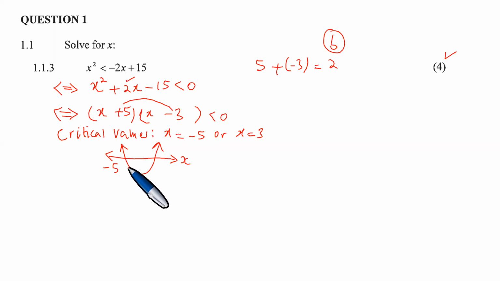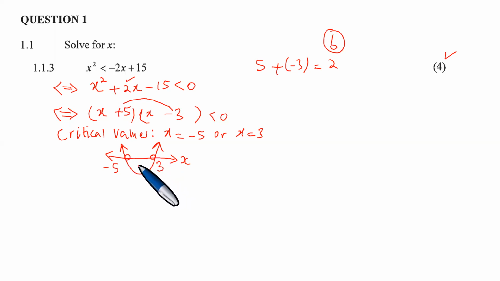What are the critical values? Okay, we plot them here, and we plot minus 5, we plot 3 there. Okay, so now what are the solutions at this point? Right, so we actually need to indicate on this number line here that x, so we put open circles here.